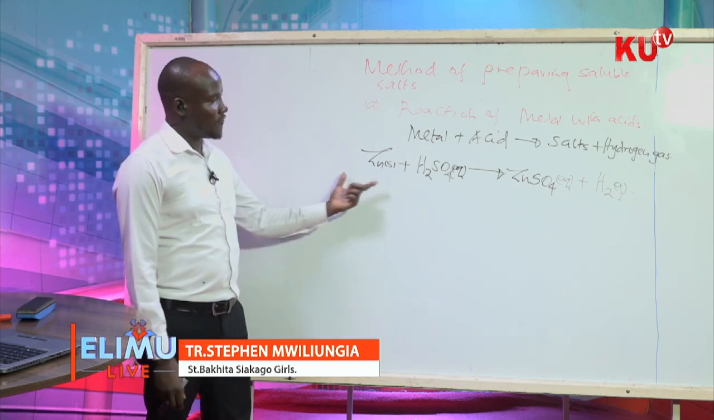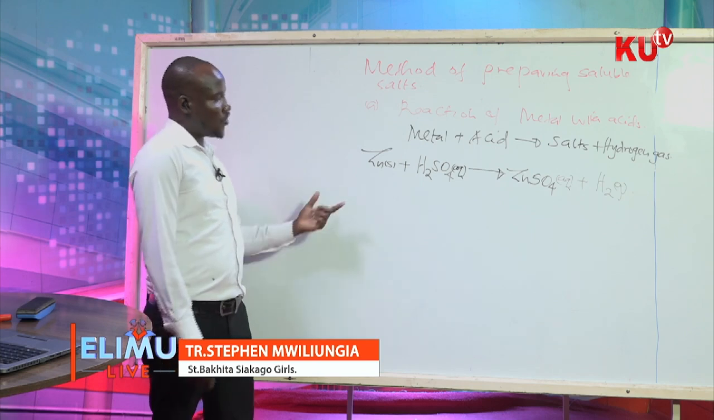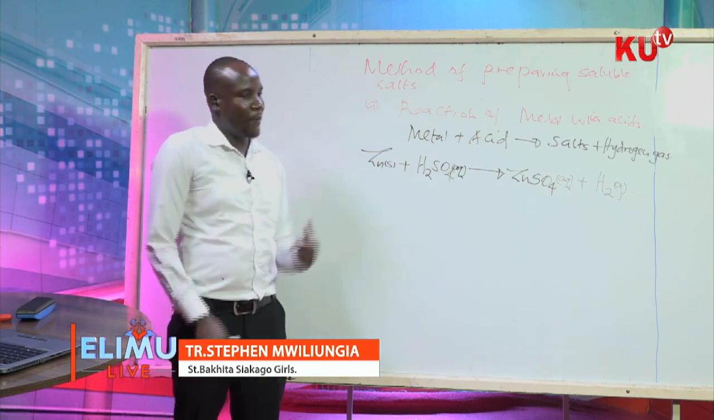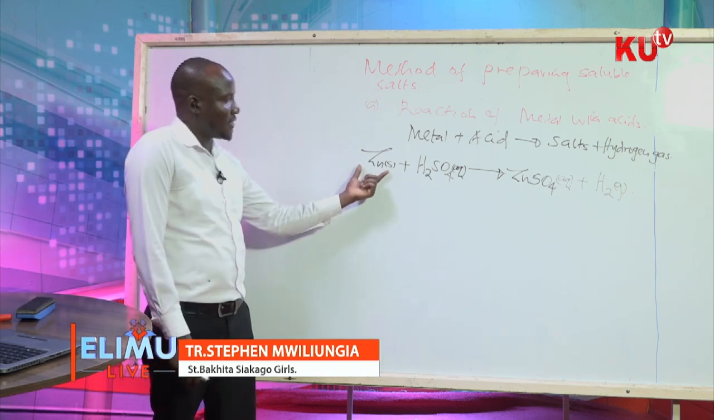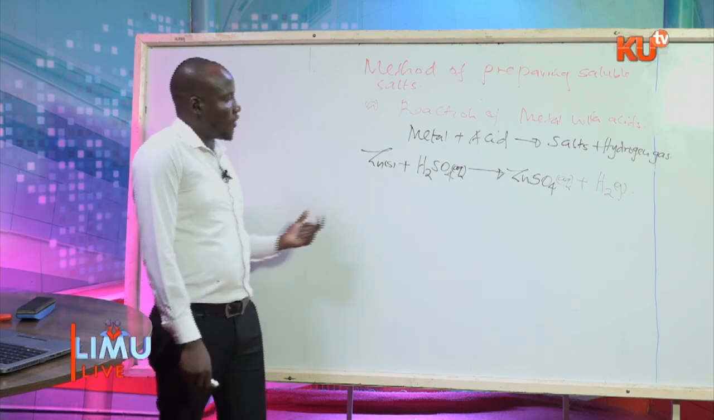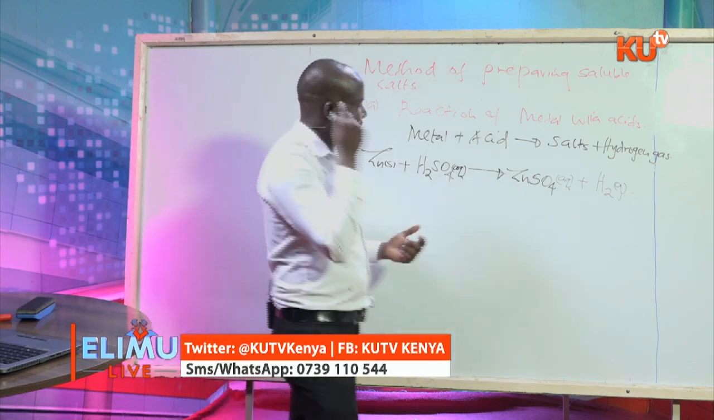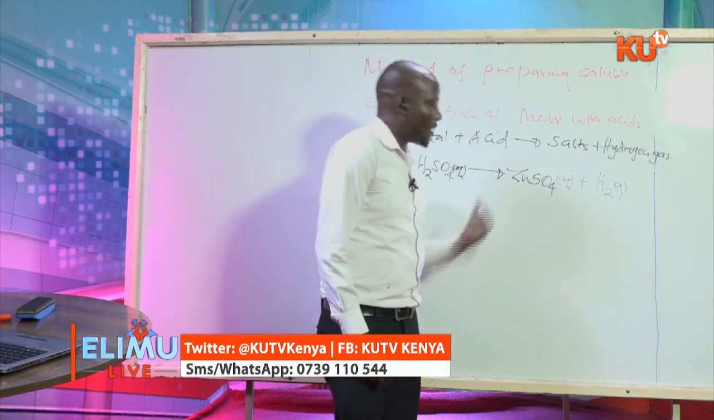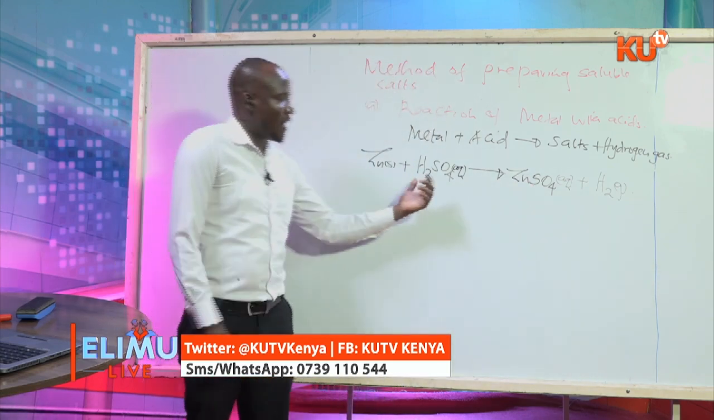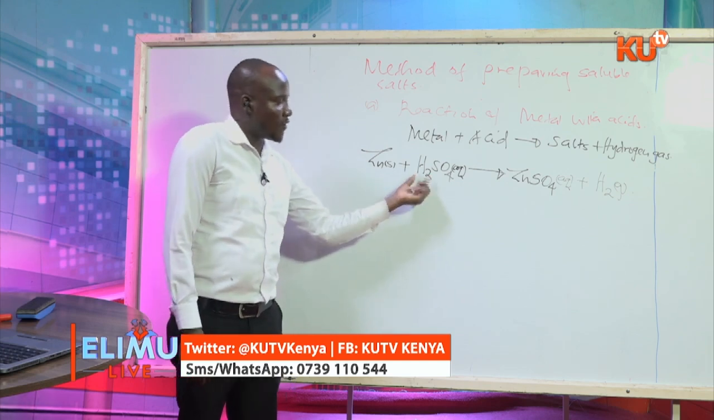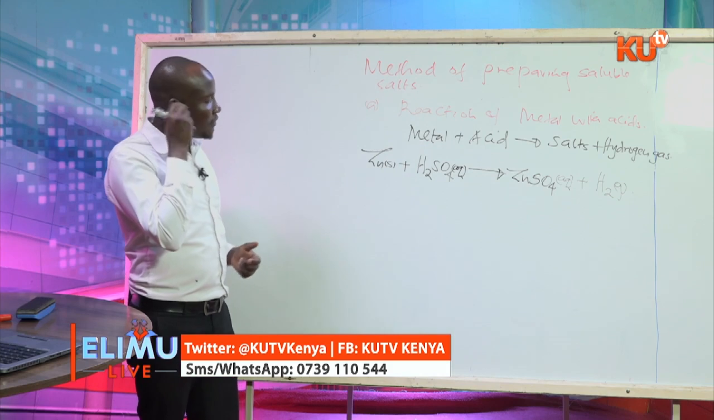You confirm whether the chemical equation is balanced by checking the reactant and the product side, each at a time. So here, for instance, for zinc, on the reactant side it is one atom, and on the product side, one atom. The zinc atom is balanced. You go to hydrogen: there are two hydrogen atoms on the reactant side, and on the product side, two hydrogen atoms.